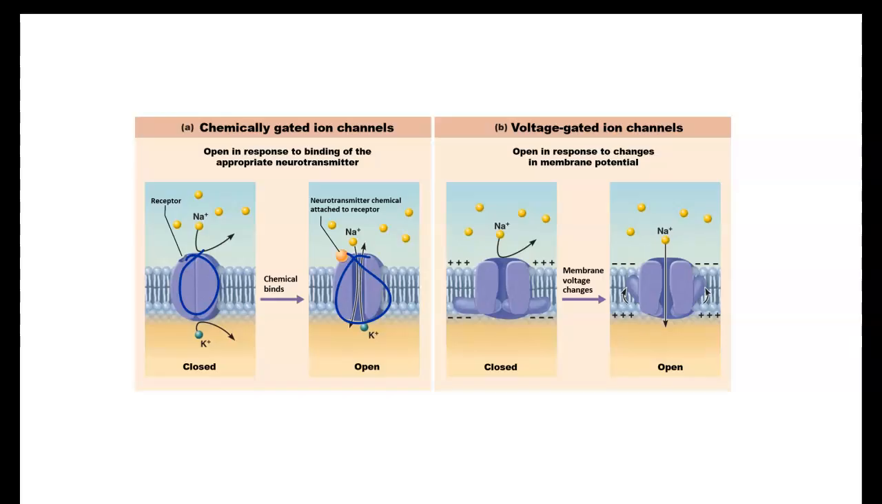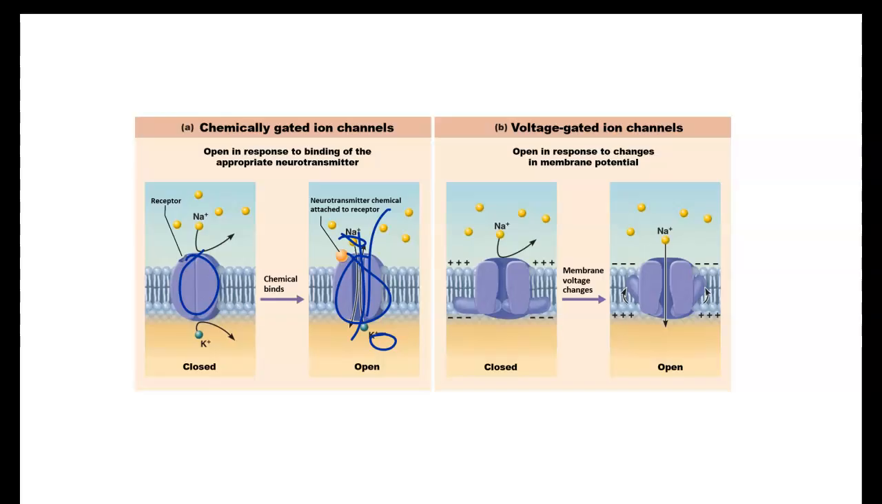You can see that potassium, K, is going to leave, and sodium, Na, is going to come into the cell. Because that chemical binds to the receptor, it allows the opening and closing. Once the neurotransmitter breaks apart, usually some type of enzyme comes in and breaks down that neurotransmitter, releasing it from the receptor site. The channel then closes again and won't allow any of those ions through.